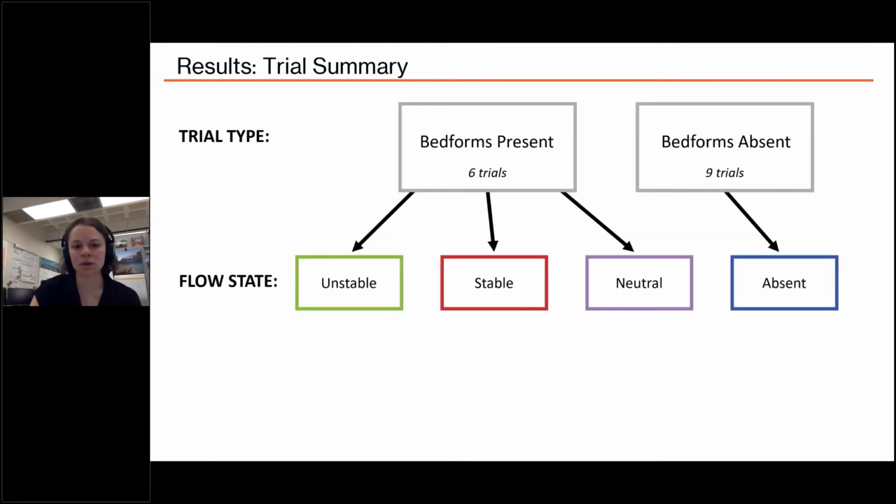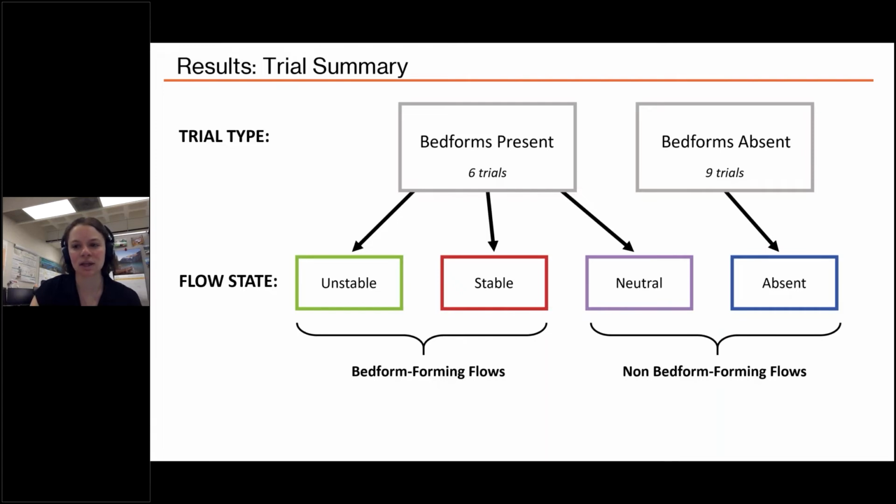So to summarize, there are 2 different types of trials we observed: trials where bedforms were present and trials where bedforms were absent. And we can divide these into 4 different flow states. And then these can be grouped based on flows that initiated and maintained bedforms, which I'll refer to as bedform-forming flows, and include the unstable and the stable state. And then there were flows that do not form or interact with bedforms. I'll refer to these as non-bedform forming flows, and this includes the neutral and bedforms absent state. So using these groups, we can now compare the properties of flows that did and did not form bedforms.